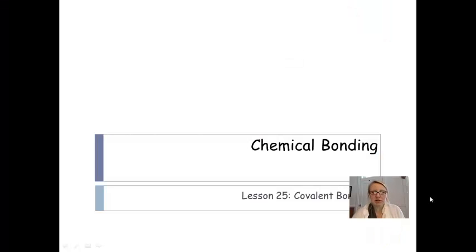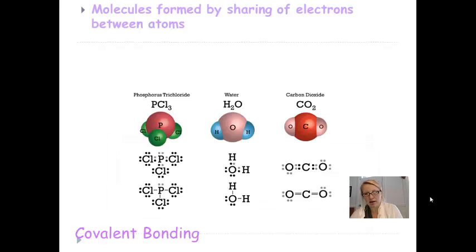This is lesson 25, covalent bonding. And covalent bonding is a bit more complicated than ionic. So covalent bonding is when molecules are formed by sharing electrons between atoms. And the reason why it's more complicated is because its Lewis dot structures are more complicated.